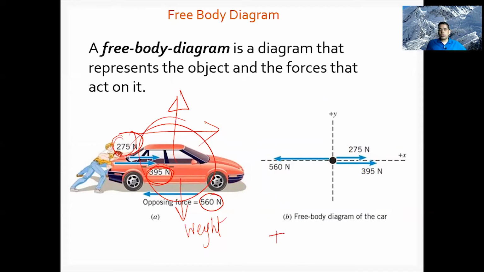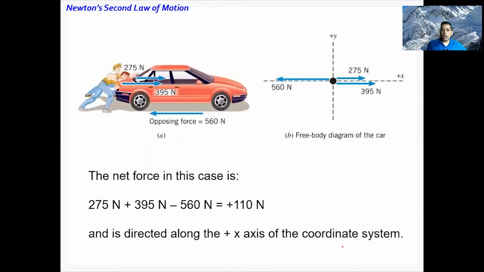So plus 275 plus 395 minus 560, right? If you do that, how much do you get? You get 110 Newton. And of course, this is plus, right? Then what does this plus sign signify? The plus sign tells me that it is directed to the plus x-axis of the coordinate system. Okay, that's the total force or net force, right?